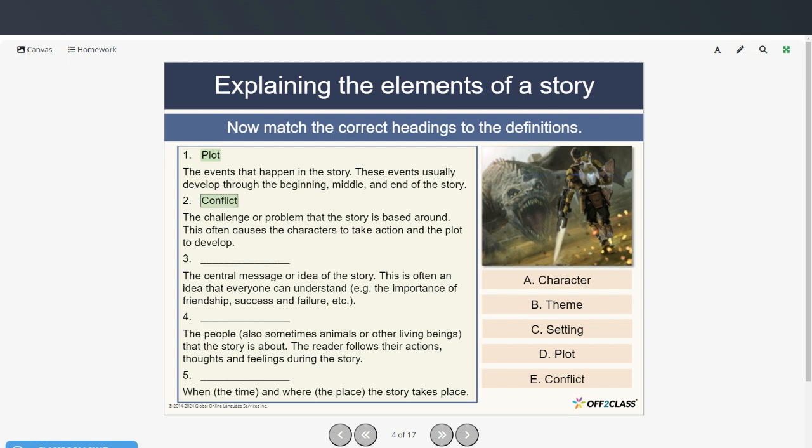The central message or idea of the story. This is often an idea that everyone can understand, such as the importance of friendship, success and failure, etc. Well, that would be theme. The people, also sometimes animals or other living beings that the story is about. The reader follows their actions, thoughts, and feelings during the story. Those are characters. And the time, and the place, that the story takes place is setting.